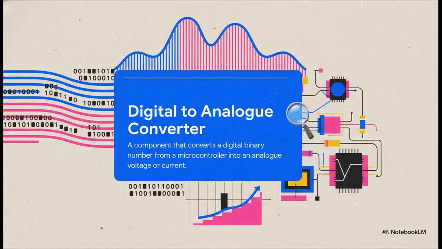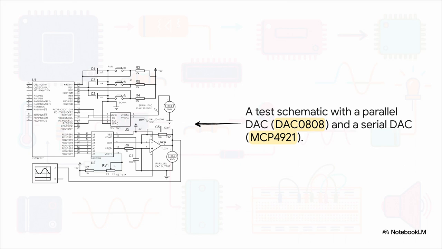For that, we need the ADC's counterpart, the digital-to-analog converter, or DAC. If the ADC is the microcontroller's ear, then the DAC is its voice. It takes a binary number from the processor and generates a proportional, real-world analog voltage or current. And just like with the ADC, the more bits the DAC has, the smoother and more precise its output is going to be. This circuit here shows two common types of DACs.